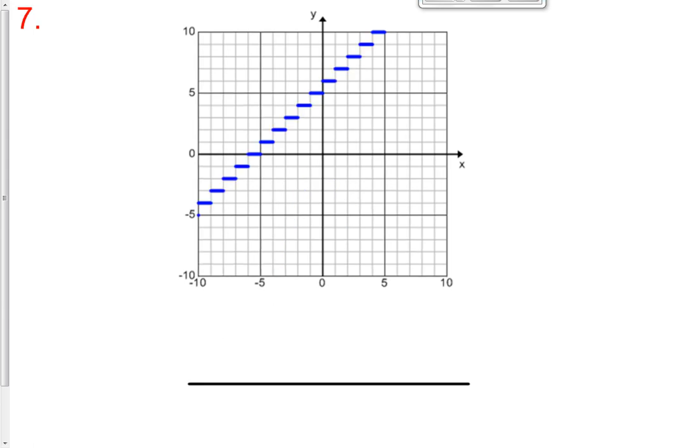Number 7, we haven't spent a whole lot of time with this one. This is called our greatest integer function. So when every y value is an integer, as you can see, it's not a slope, it's an integer at each y value. So that's the greatest integer function.